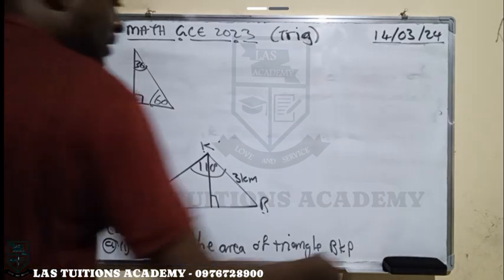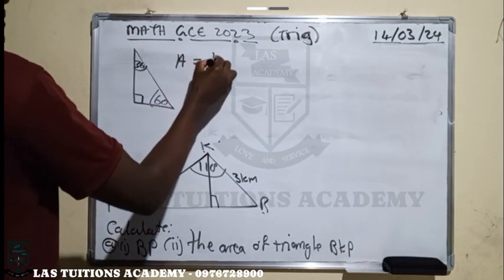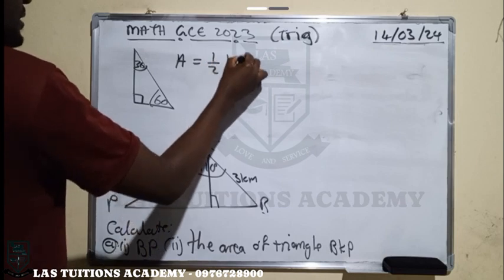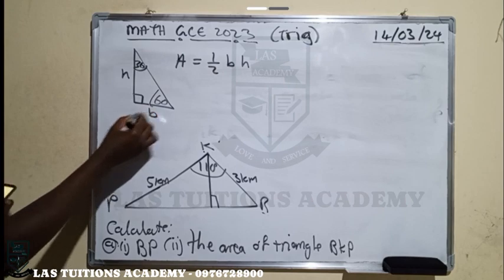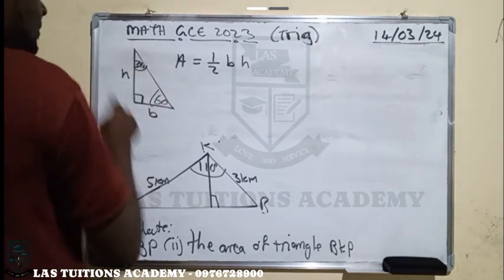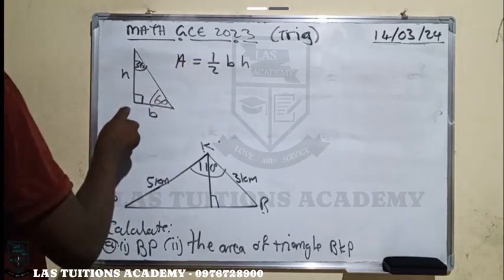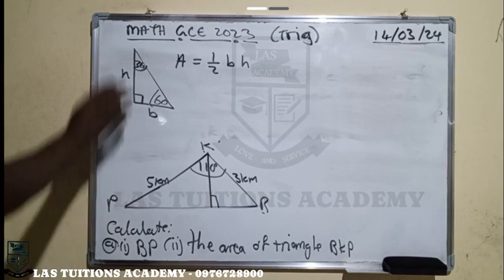So for a right angled triangle, we simply say area is equal to half BH, where this is our H, this is our base, B is for the base. So the area of this triangle is half the base times the height.